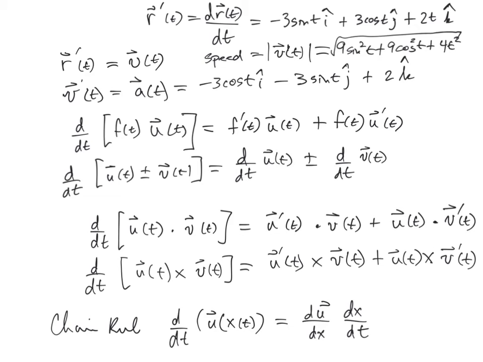Okay, and then there's one more there, which I'm not going to write down. It's the derivative of the triple product, which is one vector function dot a second vector function cross a third vector function, and it's a long drawn out thing there that you can look at in the notes, okay?